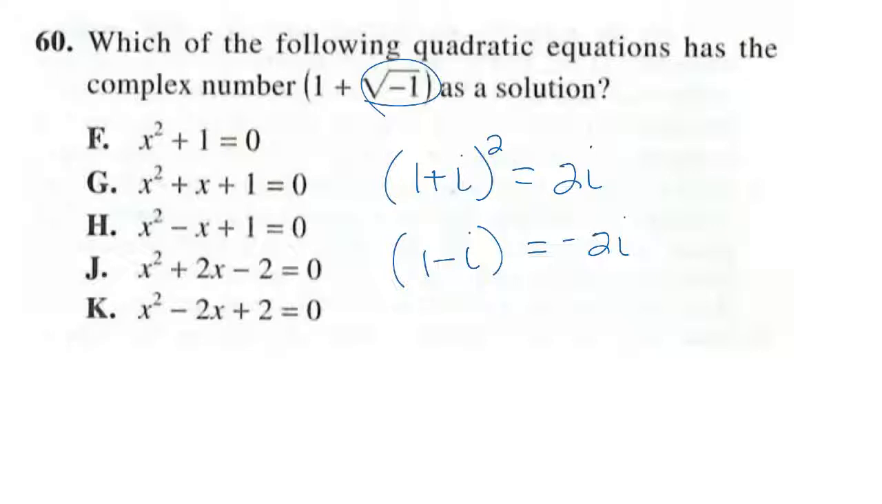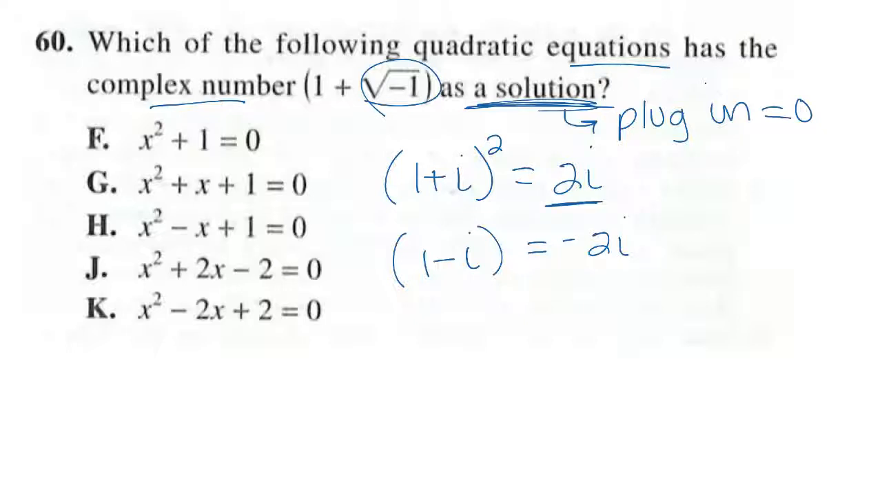Now, knowing this, why do I say that's going to help? Well, which of the following quadratic equations has the given complex number as a solution? That means when I plug in, I should get 0. So let's take F. Let's take x squared. Well, x squared, I know it's just going to be 2i. It's 2i plus 1 equal to 0. Well, no, it's not.